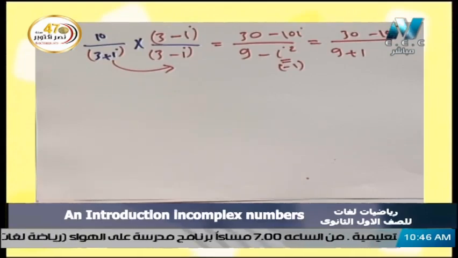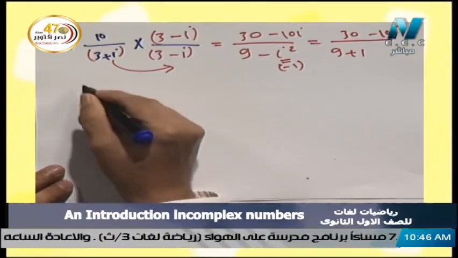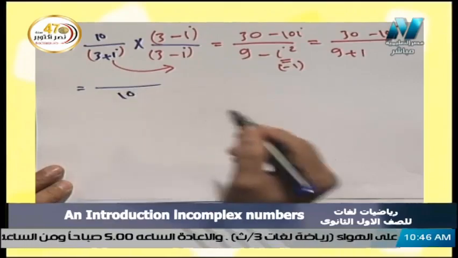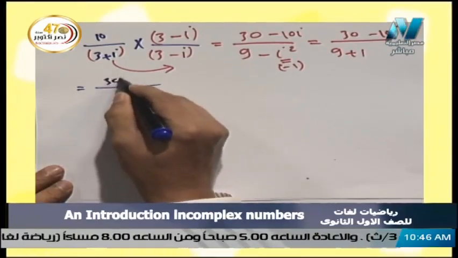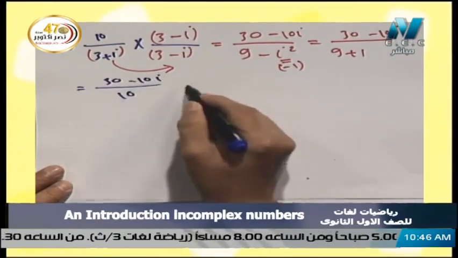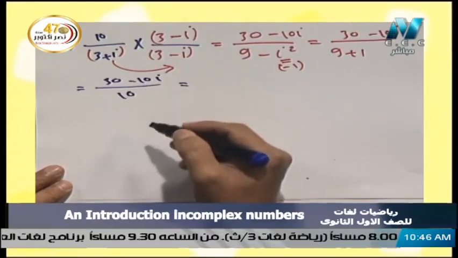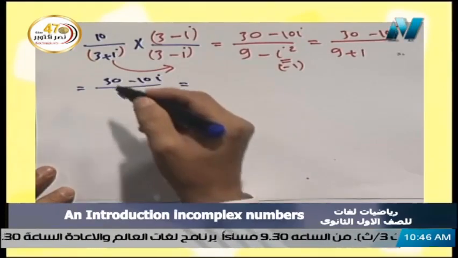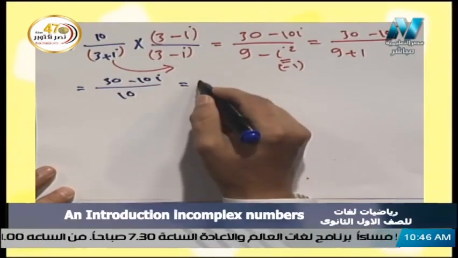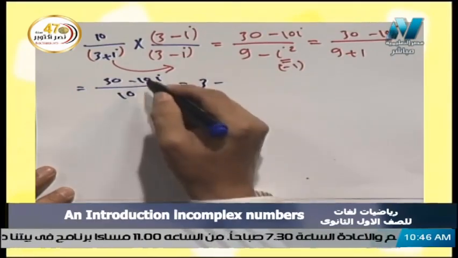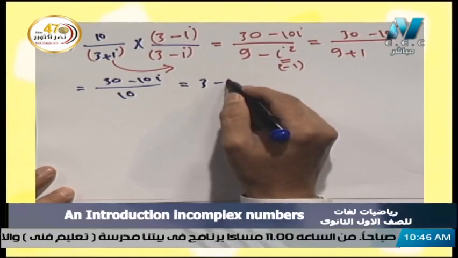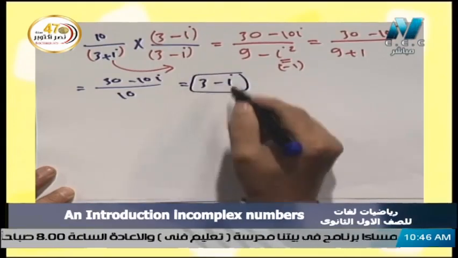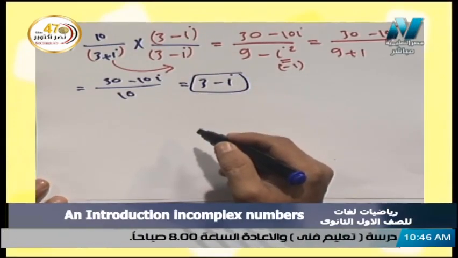We have here the denominator equals 10 and the numerator equals 30 minus 10i. If you want to simplify it carefully, we divide 30 by 10 equals 3, and 10i divided by 10 equals i. So the final answer here is 3 minus i.